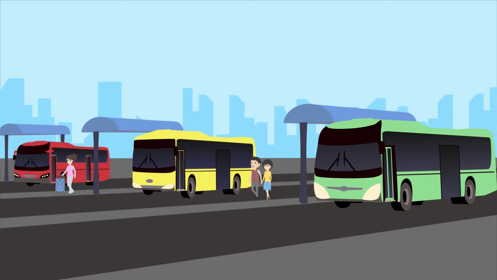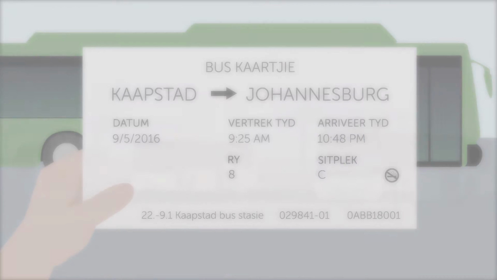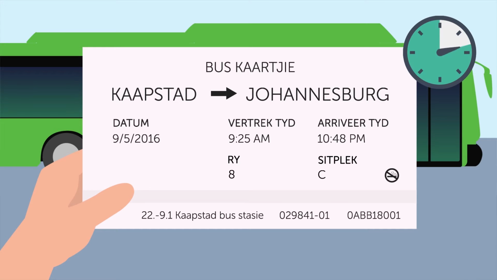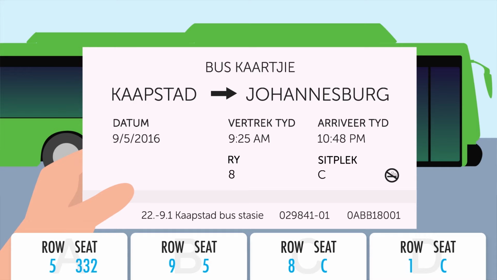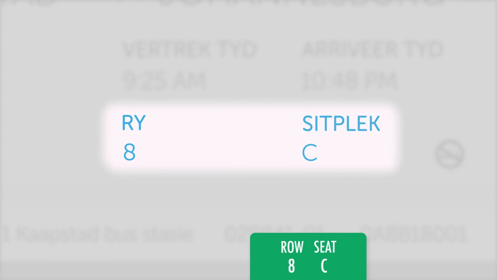You are at a bus terminal where you've just bought a long-distance ticket. Which row and seat number are you in? The ticket says that you're in the 8th row in seat C. 8ste ry, sitplek C.